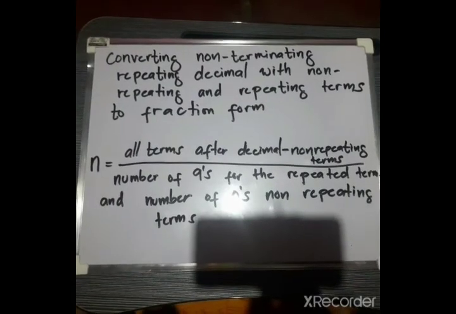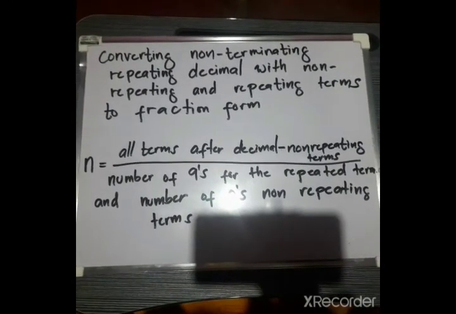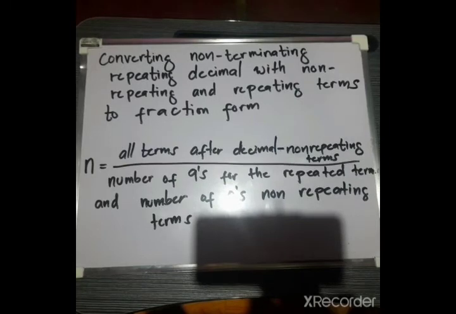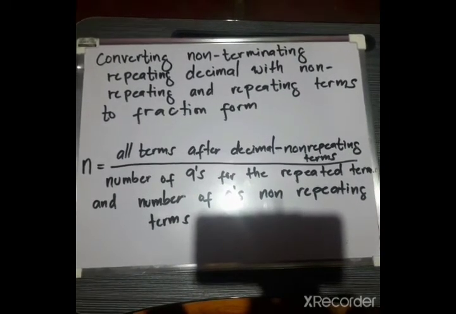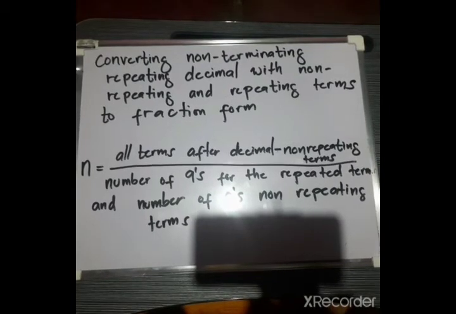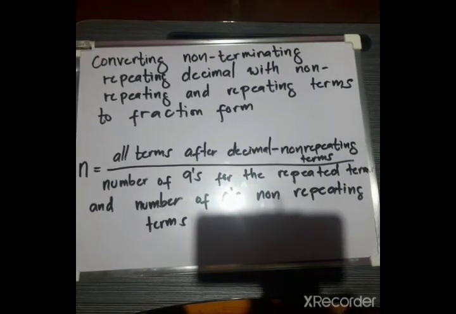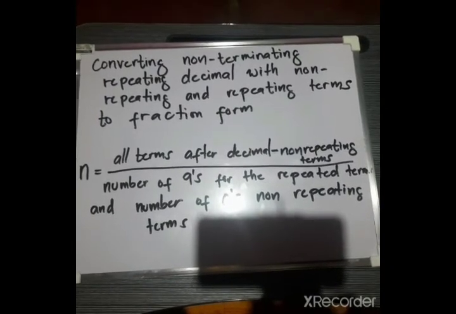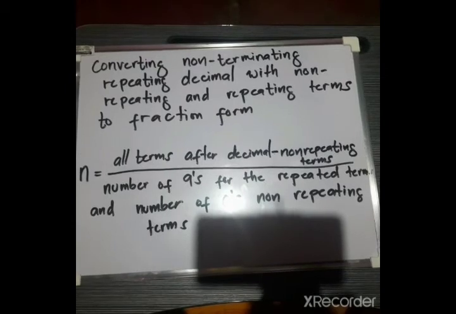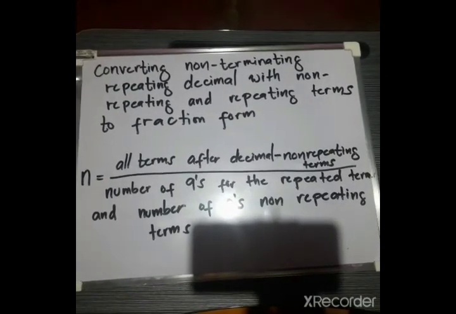The last one we have is converting non-terminating repeating decimal with non-repeating and repeating terms to fraction form. So we have n is equal to all terms after the decimal minus non-repeating terms, divided by the number of nines for the repeated terms and number of zeros for non-repeating terms. To understand this further, let's jump to the example.